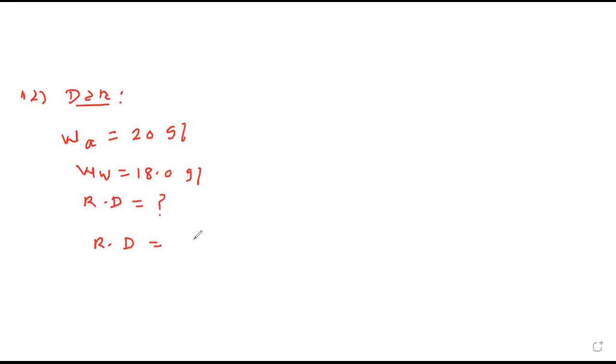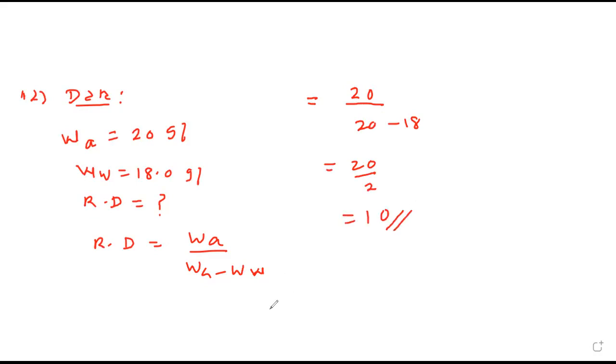Relative density of the body is weight in air upon loss of weight. So 20 upon 20 minus 18, 20 upon 2 equals 10. Right. Weight in air upon loss in weight, which is WA minus weight in water.